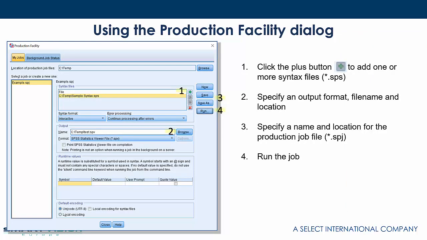Now, when you open up the production facility dialog, there are a number of elements to it that you need to be familiar with. The first is if you want to add in one or more syntax jobs, you do so by clicking on this little green plus sign here. That allows you to add in your first syntax job. You can add multiple ones, from different jobs. In our example here, we're just going to use one.